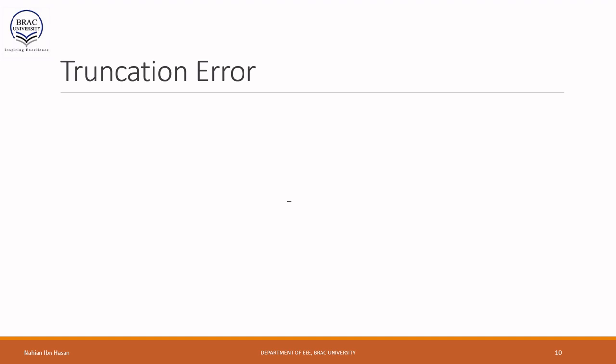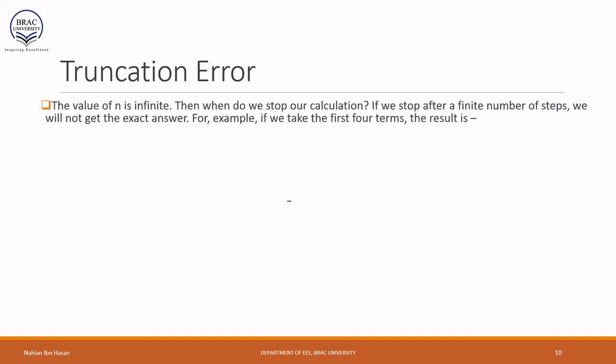So let's look at the truncation error in more detail. In our last example, the term e to the power 0.3 can be represented with an infinite series. So you cannot just keep all the terms. You cannot keep an infinite number of terms in your calculations. So you have to use a finite number of steps and discard the rest of the terms.